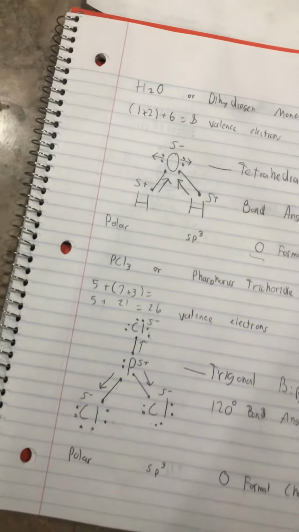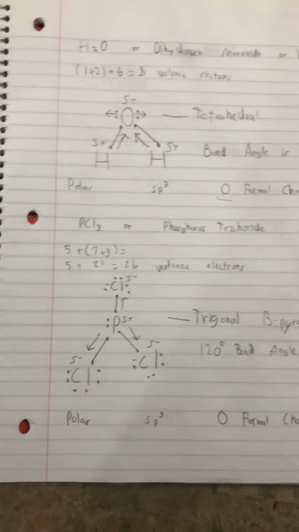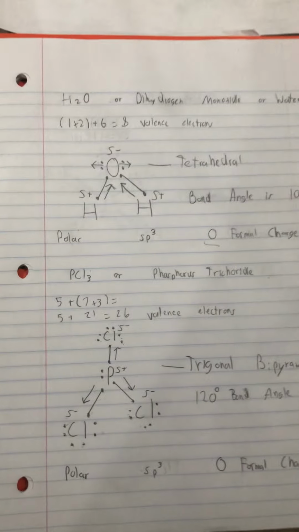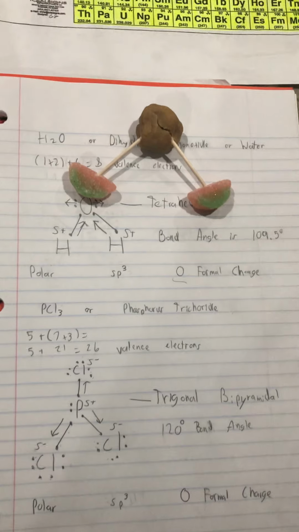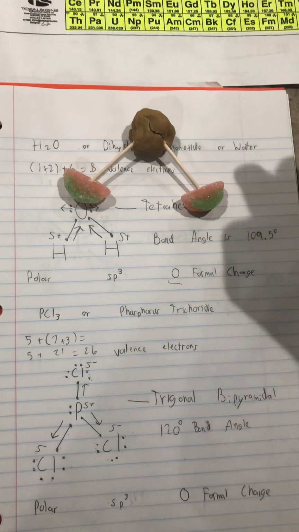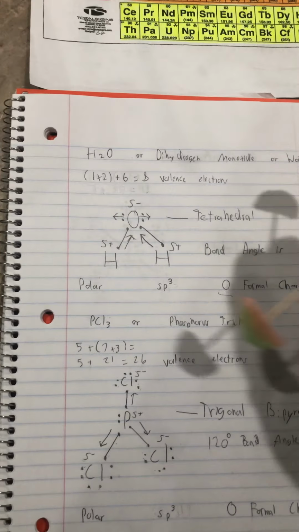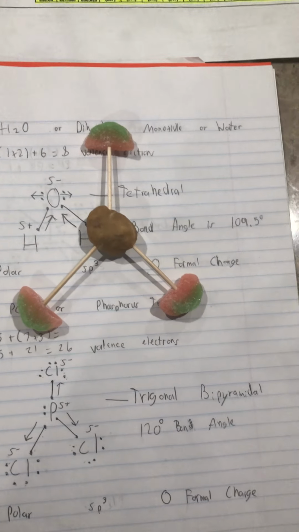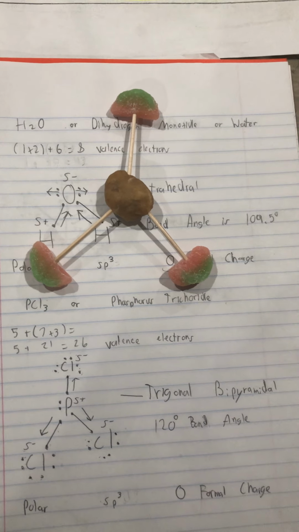And for the 3D models of both of these, they would look like this. For H2O, it would look like this. And for PCl3, or phosphorus trichloride, it would look like this.